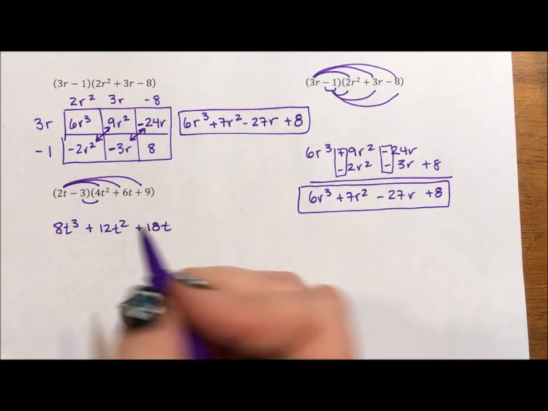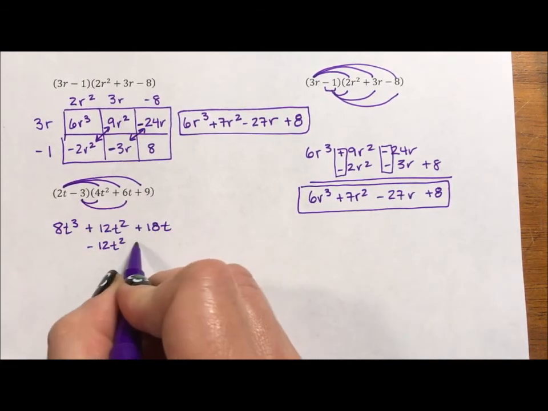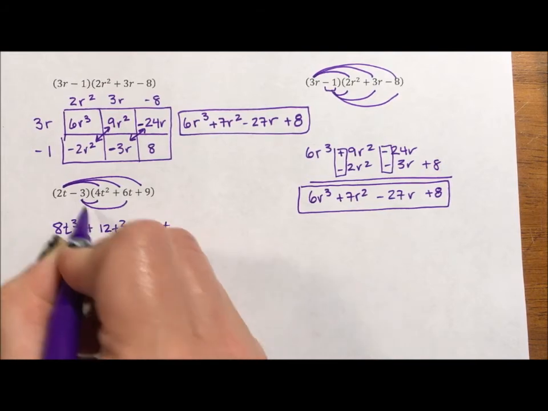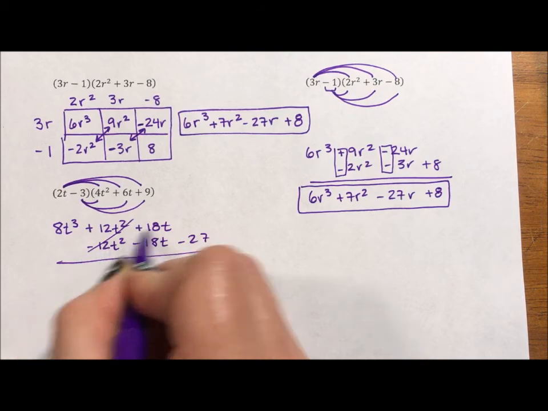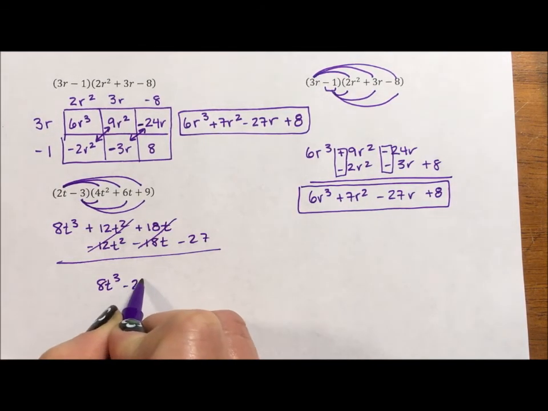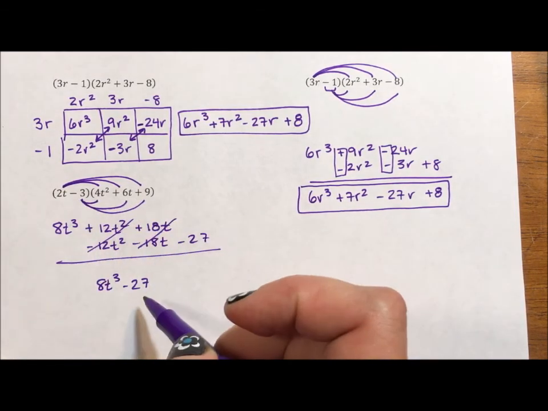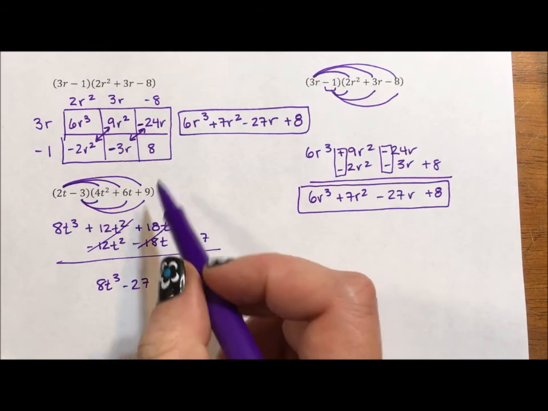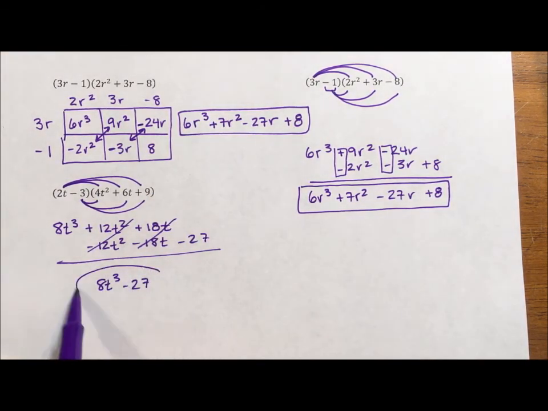I'm going to put this with my t squared. -12t squared. -18t, and -27. Notice these are equal but opposite. They go to 0. I end up with 8t cubed minus 27. This is the one situation where 6 terms become 2. It's called the difference of 2 cubes. Anyways, here's our final answer.